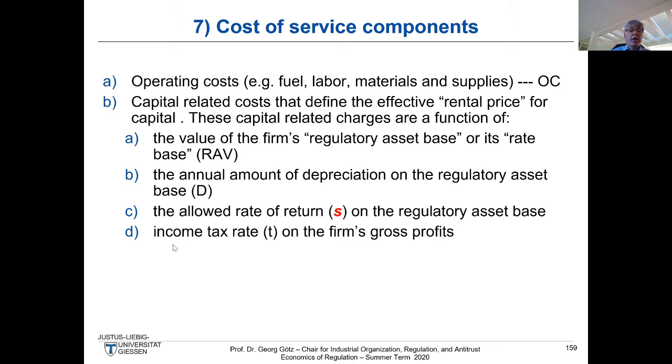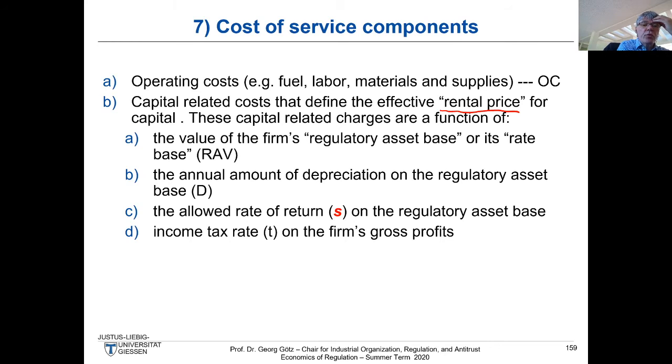Okay, and then the other important cost component would be capital cost. These capital costs define the rental, or the problem here is, what is the rental price of this capital? So we will discuss that a little bit later.